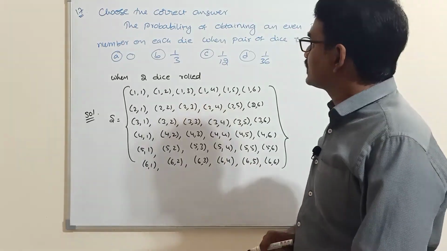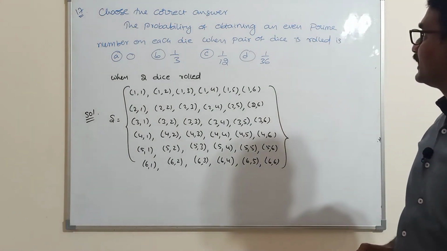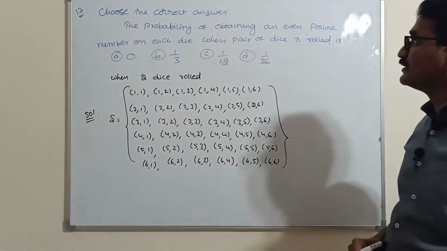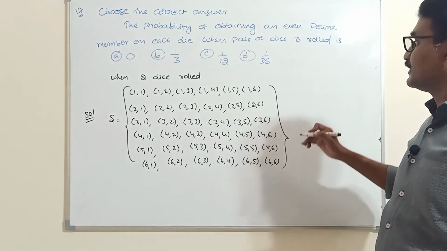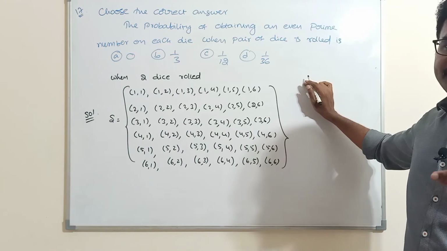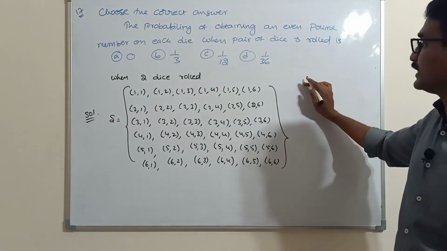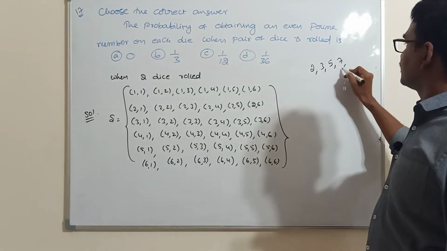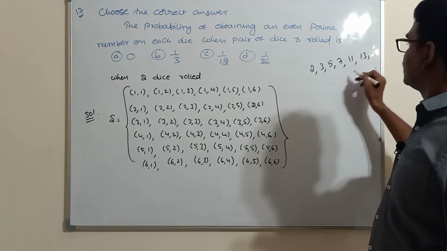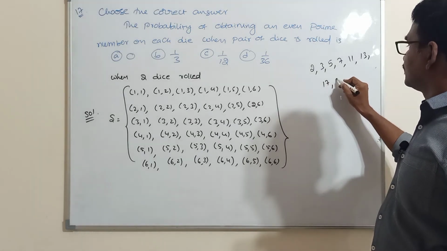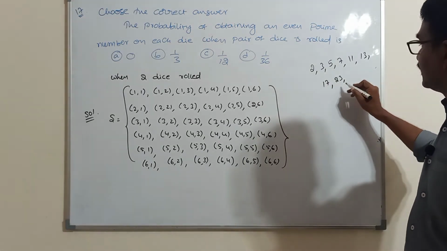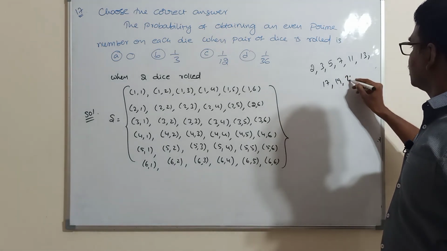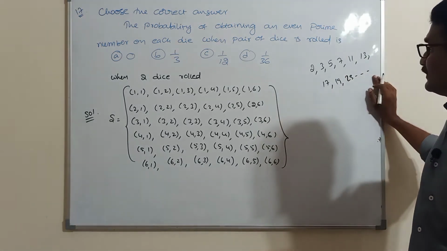Next, choose the correct answer. The probability of obtaining an even prime number on each die when a pair of dice is rolled. Probability of obtaining even prime numbers. What is meant by a prime number? A number divisible only by 1 and itself is called a prime number. Suppose you take 2, 3, 5, 7, 11, 13, 17, 19, 23, and so on. These numbers are called prime numbers.